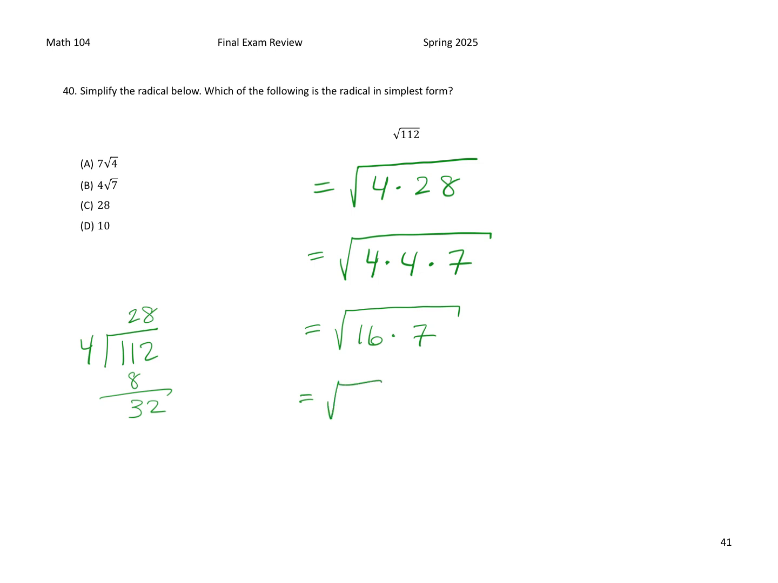And then I can do square root 16 times square root 7, which is 4 root 7. It's option B.